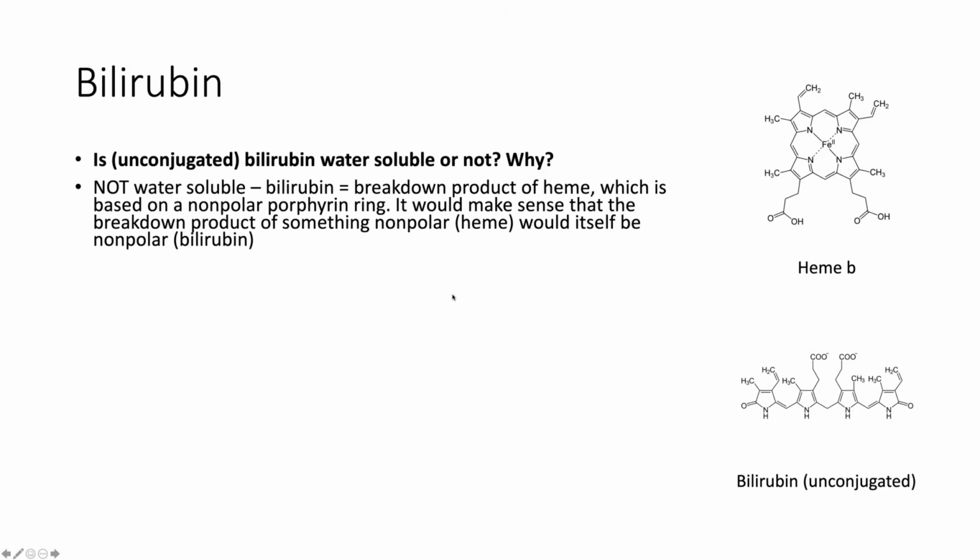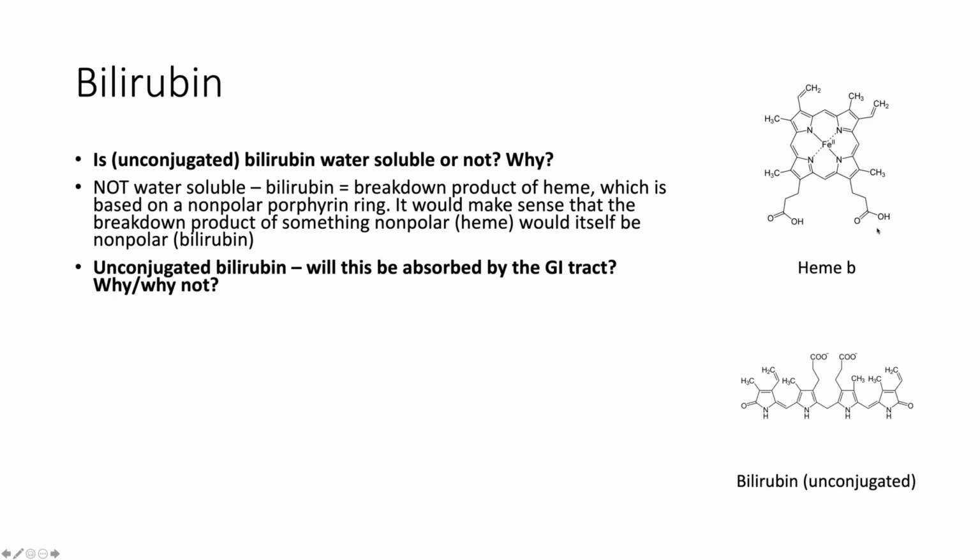Okay, so we are on, I think, Suja. So Suja, is unconjugated bilirubin water soluble or not, and why? It is not because it's nonpolar. Yeah, it's super nonpolar, right? So again, makes sense. Heme is nonpolar, bilirubin's nonpolar, so it makes sense that they would both be poorly water soluble.